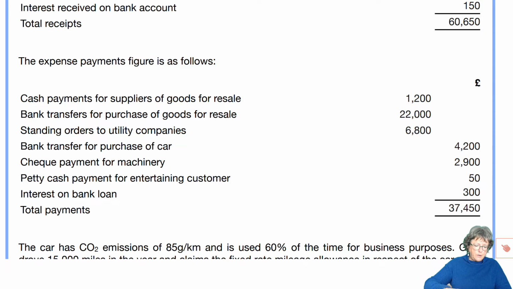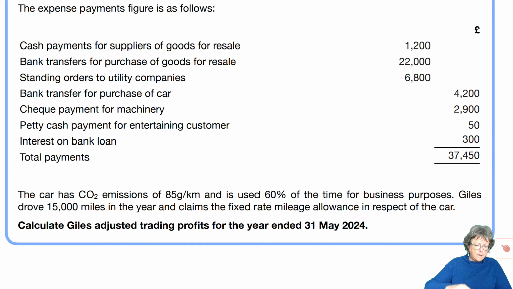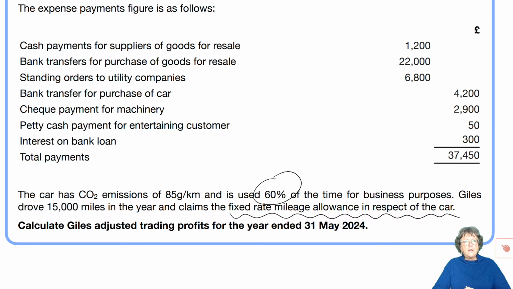$37,450. Now we also have a note here about a car with emissions over 50 grams per kilometre, which is used 60% of the time. Giles drove 15,000 miles and claims the fixed rate. So we're going to have a look and see how that all works. Let's lay this out in a pro forma. Again, heading.